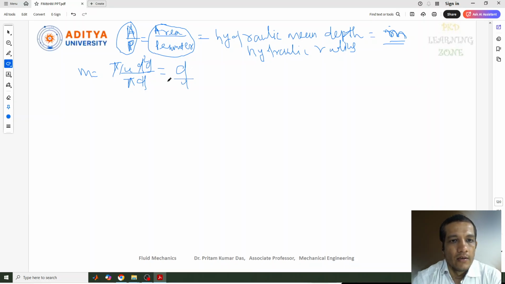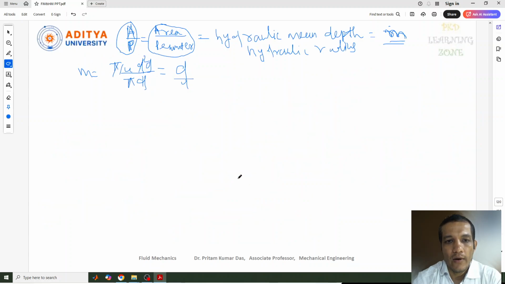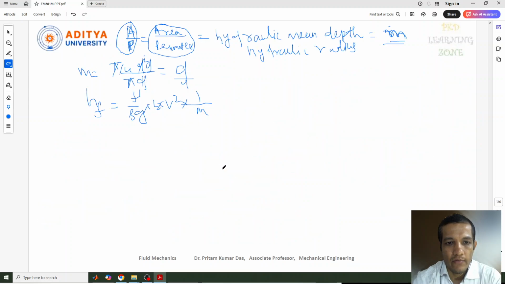Now put the value of a by p equal to m in the previous equation. Here, if you see the equation, p by a is there, not a by p, so we put p by a equal to 1 by m. So we can write hf equals f dash by rho g into L into v square into 1 by m, because in this equation we have the perimeter by area, p by a, so that's why I've written 1 by m.